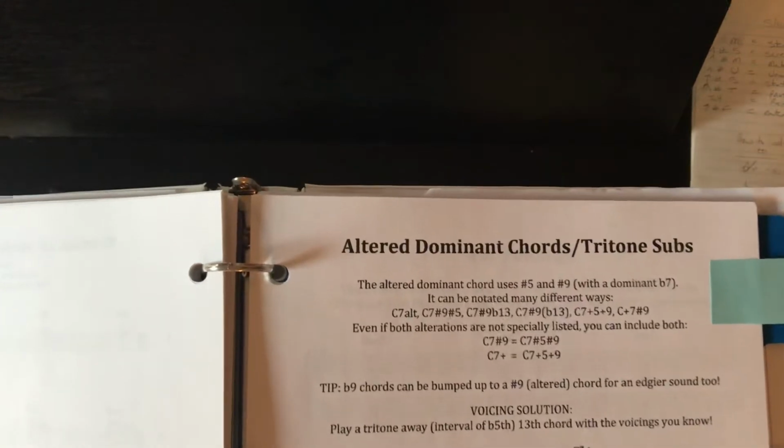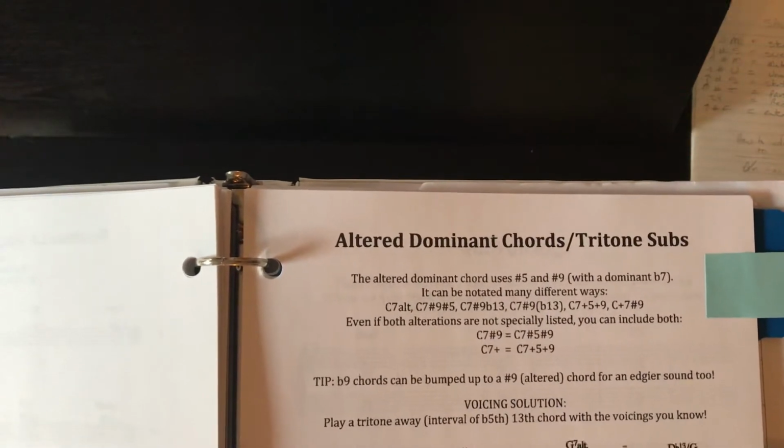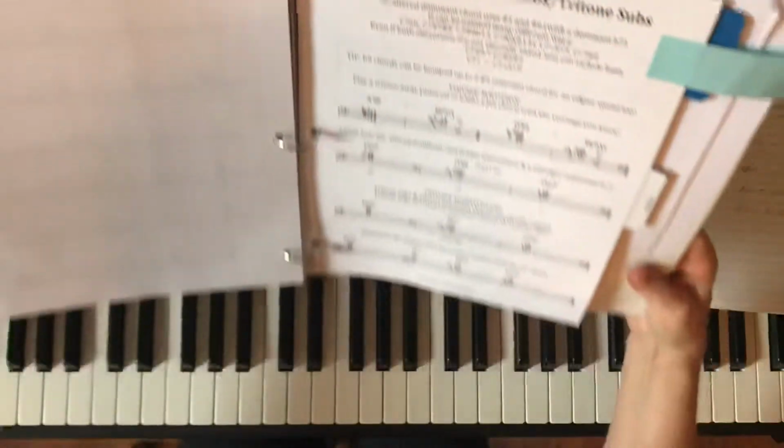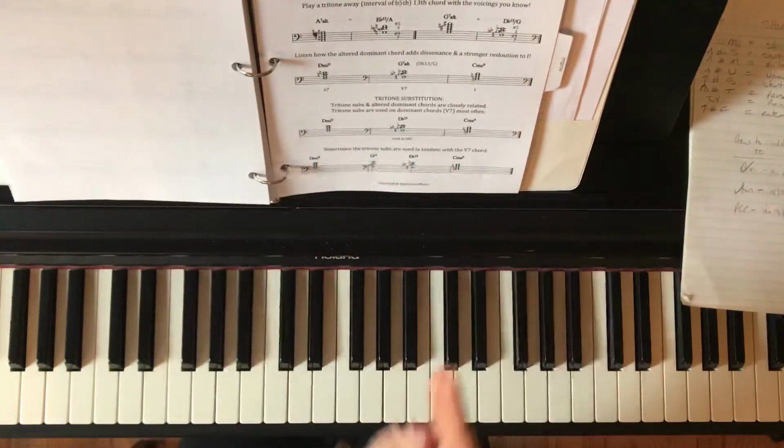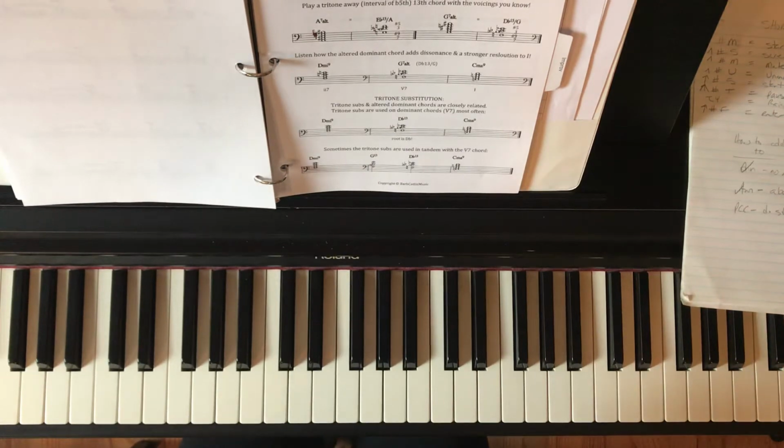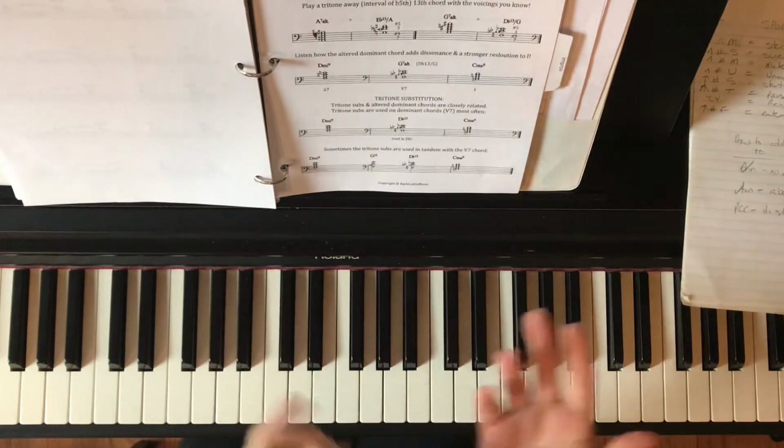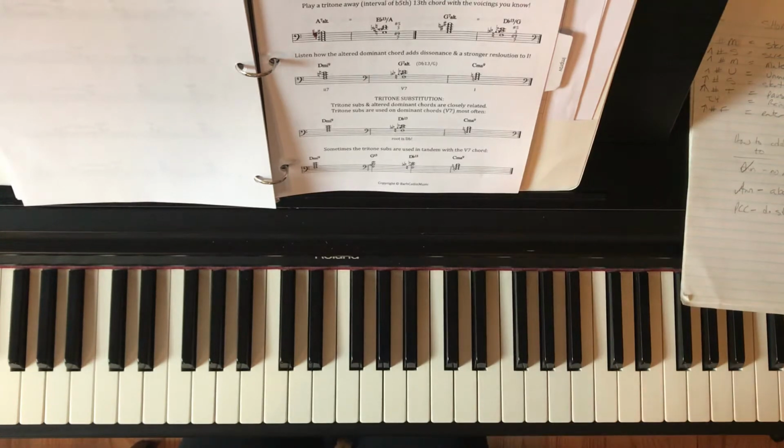It can be notated lots of different ways, and I list a bunch of different things at the top of this page. You'll notice it says C7 altered, C7 sharp 9 sharp 5, C7 sharp 9 flat 13, C7 sharp 9 flat 13 in parentheses, etc. Also keep in mind, many times they'll just write one or the other, either the sharp 9 or the sharp 5. In fact, I think the most common way we see this notated is simply, for example, C7 sharp 9. And when you see a C7 sharp 9, just add the sharp 5 in. Keep it consistent, and I always say we're going to add the sharp 5 for free.